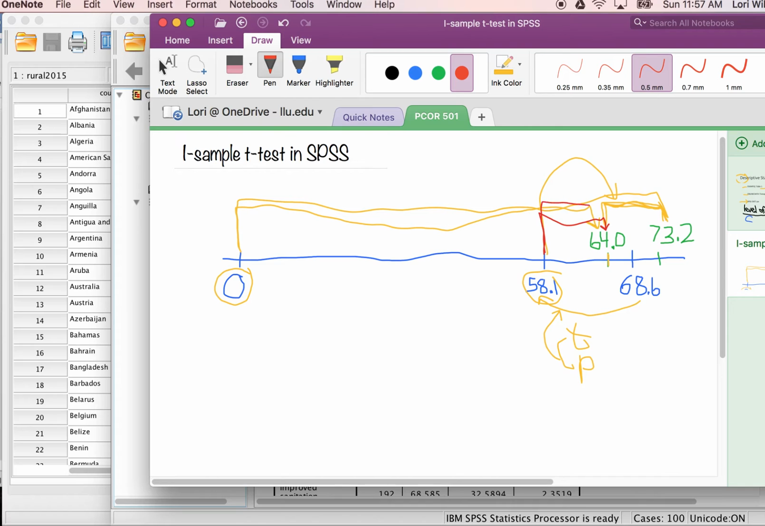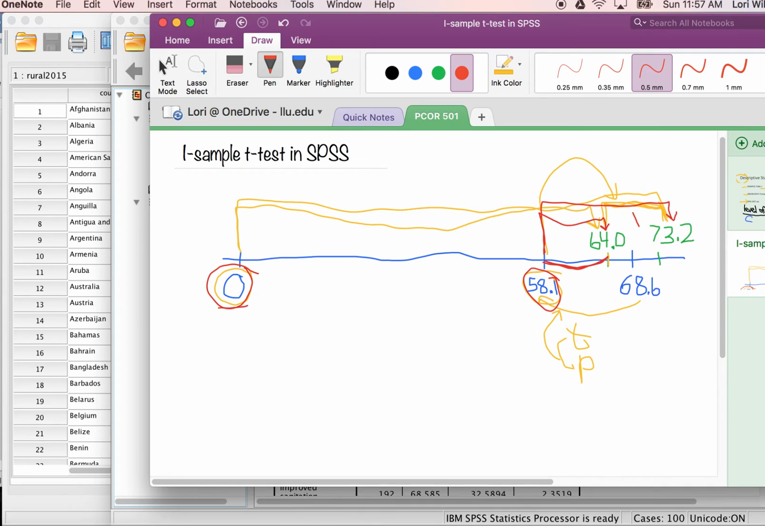How far away is the upper confidence interval from 58.1? It tells me that I'm quite a ways away. On average, I'm 10 point something away, and at the least, I'm at least 5 away from this 58 to 64. So that's sort of the background of how these two tests are different and they get you different information.